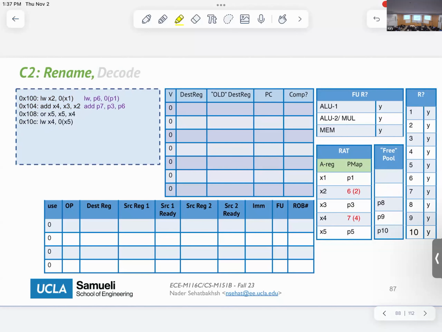Then we go to this 3rd cycle. So I fetch and decode in cycle 0, cycle 1. Now I go to cycle 2. In cycle 2, that's when things start getting out of order. Execution gets relevant here. So I need to rename the instructions that I decoded in the previous cycle. So these 2 instructions that I decoded in the previous cycle, now I need to rename them. Okay. So how does the renaming work?